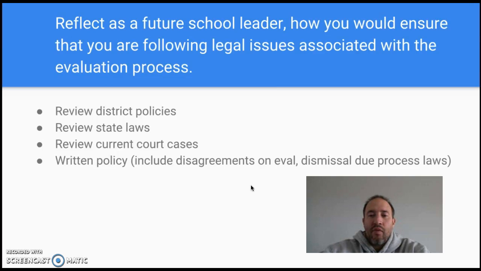And then have a written policy that's easily found, including disagreements on evaluations, because I couldn't find anything about that, and dismissal due process laws. And I think they purposely keep it pretty broad, almost forcing you to have to reach out to your teacher union or a lawyer, which I found interesting.